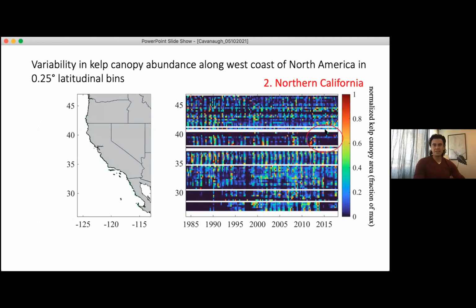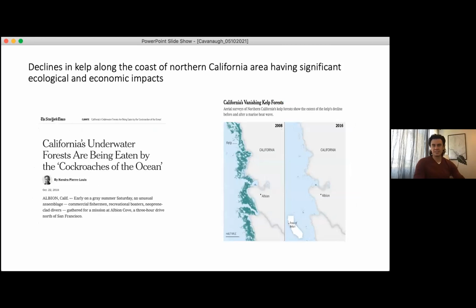Okay, let's end by talking about the situation in Northern California, which, as I mentioned, is really concerning. We've seen a dramatic loss of bull kelp in Northern California in the last 5 to 7 years. It's gotten a lot of press. It's had big impacts on both commercial and recreational fisheries.